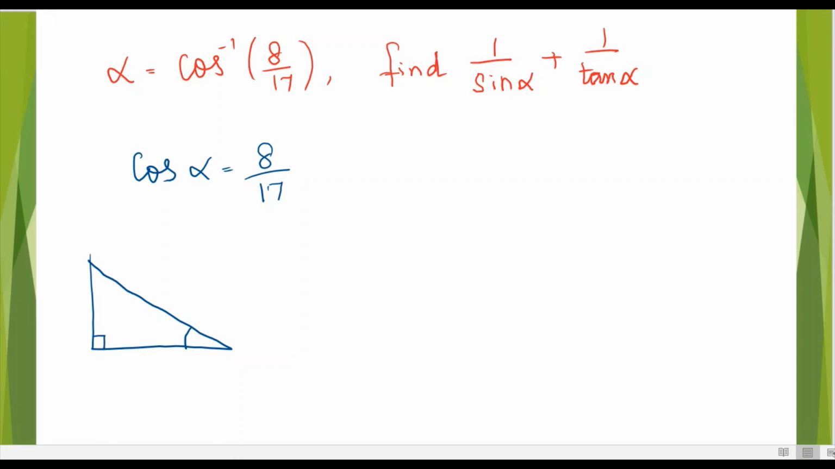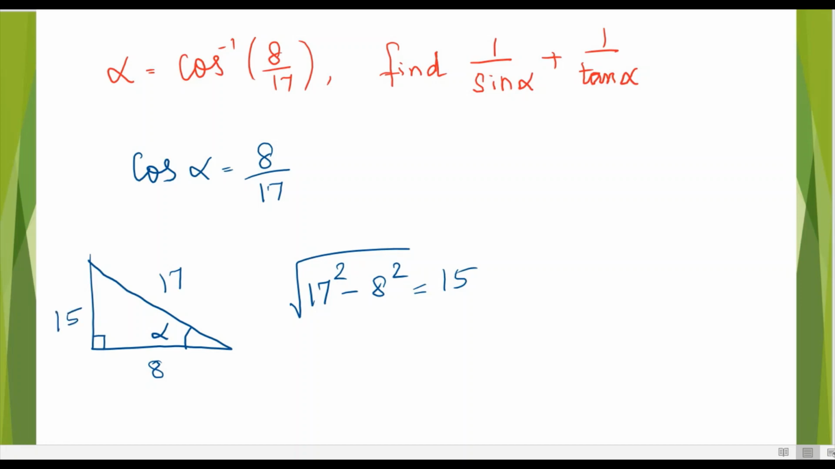And if this is alpha, cos alpha is nothing but adjacent side over hypotenuse. So hypotenuse is 17, adjacent side is 8. So now we have to find out the opposite side. And this is a right angle triangle, so we will be using the Pythagoras theorem to find out the opposite side value, which is nothing but the square root of 17 square minus 8 square, equal to 15. So this side is 15.